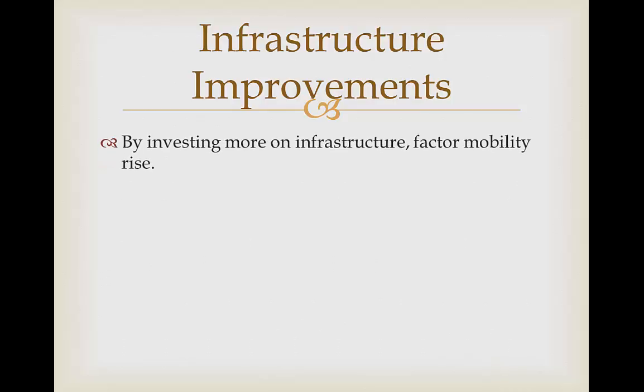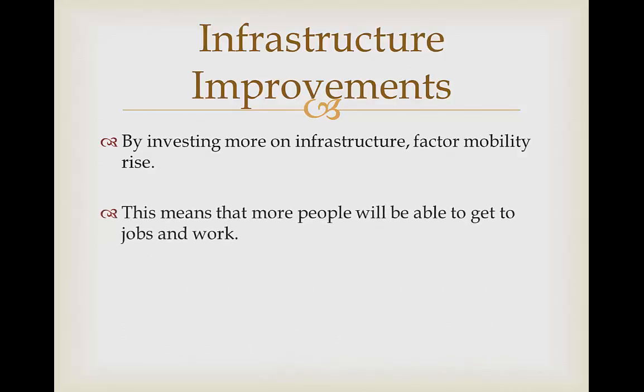Infrastructure improvements. By investing more government money in infrastructure, factor mobility is going to increase, meaning more people are going to be able to get to their jobs and work. This is going to increase levels of output and productive capacity, so as a result of this, our LRAS is going to shift outwards to the right.